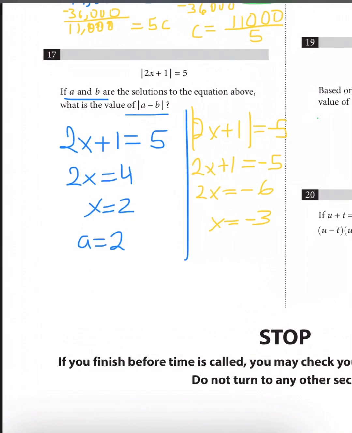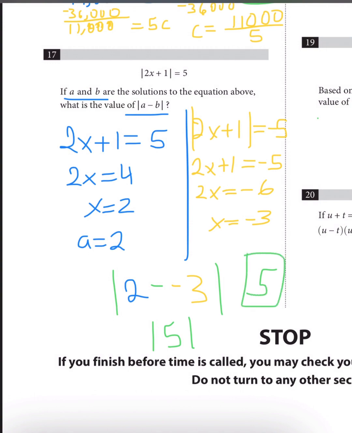Okay, so now what you have to do is write 2 minus negative 3. That gives us 5, so the answer is 5 for this question.